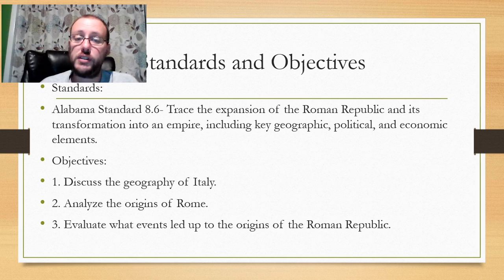So that brings us to the end of this first section. We discussed the geography of Italy. It's a peninsula on the Mediterranean Sea. We analyzed the origins of Rome with Aeneas and Romulus and Remus. These origin stories of heroes led to the kings and the Etruscan kings that led up to the foundation of what will become the Republic. And we evaluated what events led to the origins of the Roman Republic. We did that by talking about the social structure and how that started to fall apart. So that is section 1.